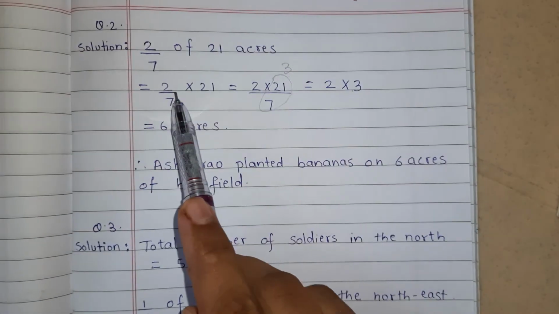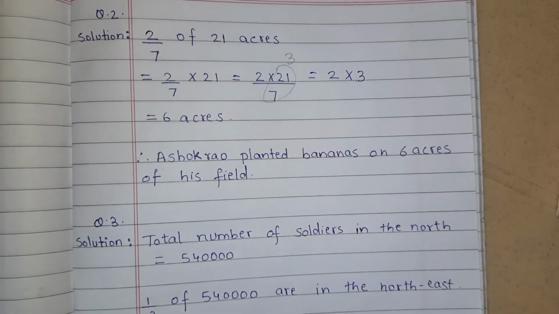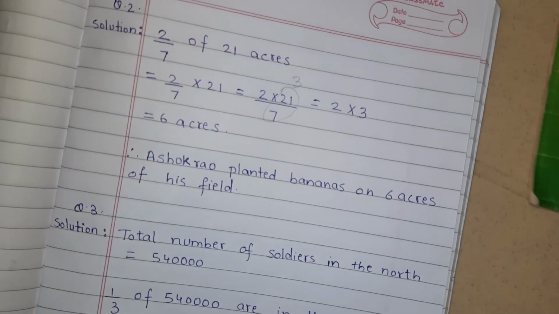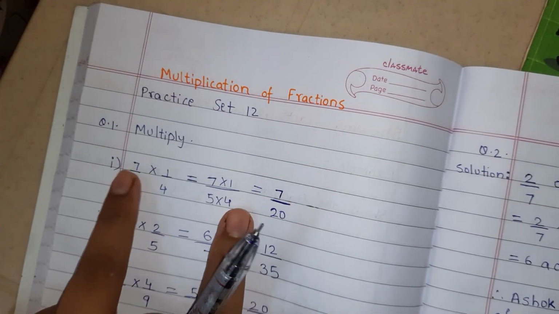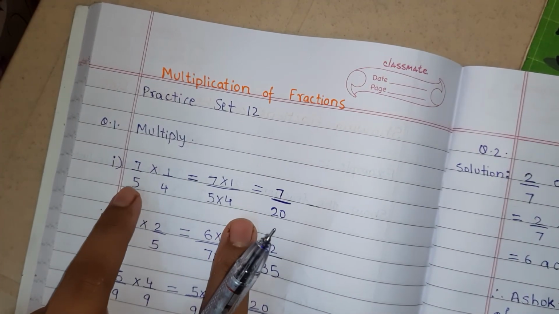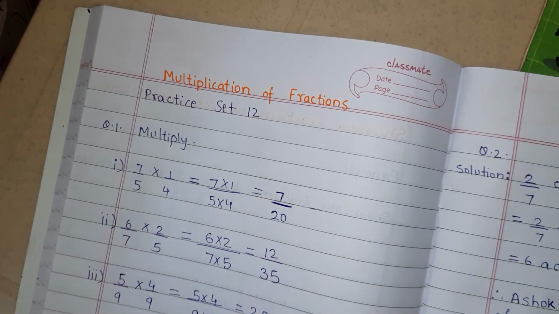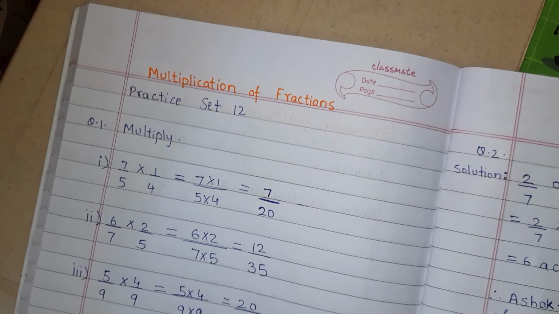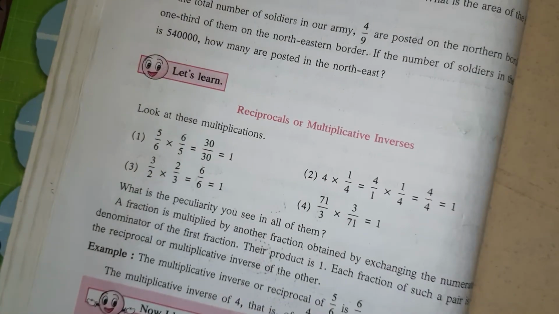Okay, we have to do multiplication. So here we complete the topic multiplication of fractions. What you have to remember here? Numerator into numerator, denominator into denominator. Simple rule. Numerator into numerator and denominator into denominator.